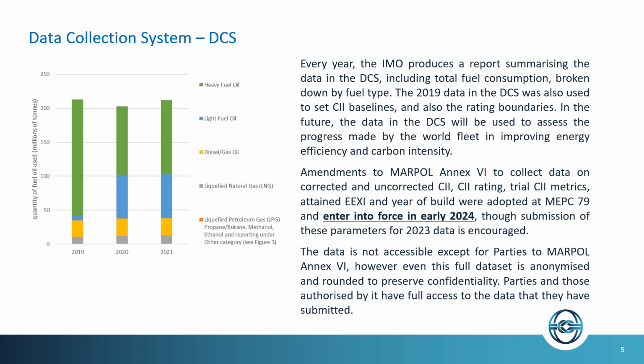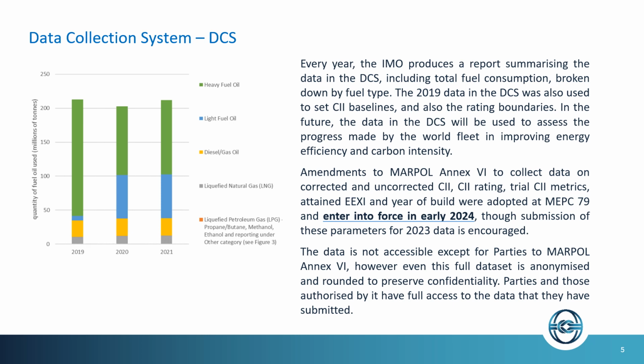Every year, the IMO produces a report summarizing the data in the DCS, including total fuel consumption broken down by fuel type. An example is shown in the figure. The 2019 data in the DCS was also used to set CII baselines and also the rating boundaries. In the future, the data in the DCS will be used to assess the progress made by the world fleet in improving energy efficiency and carbon intensity.